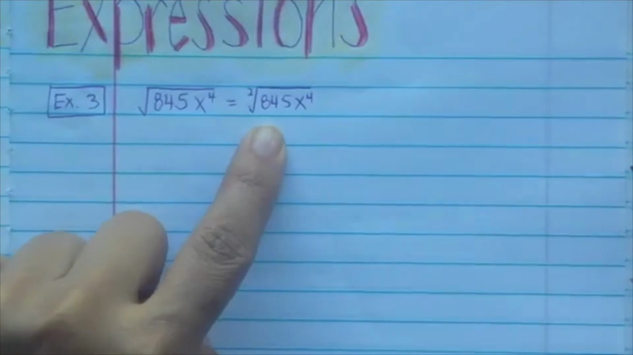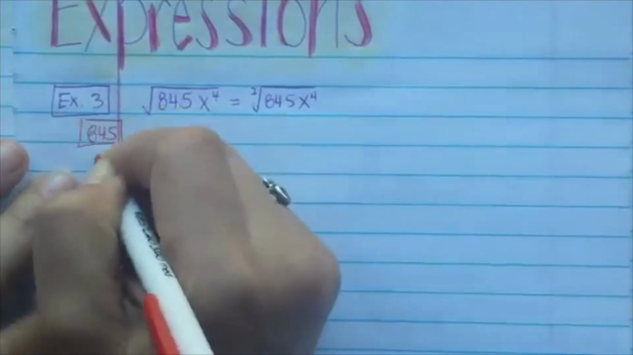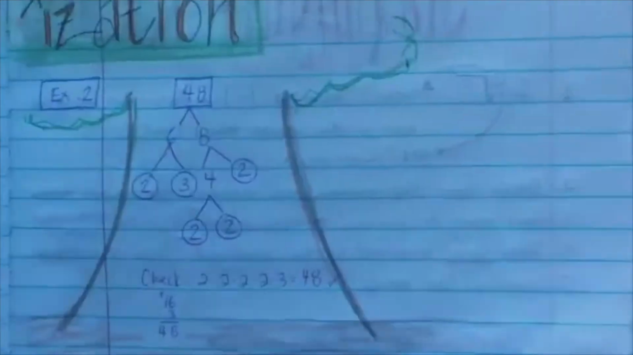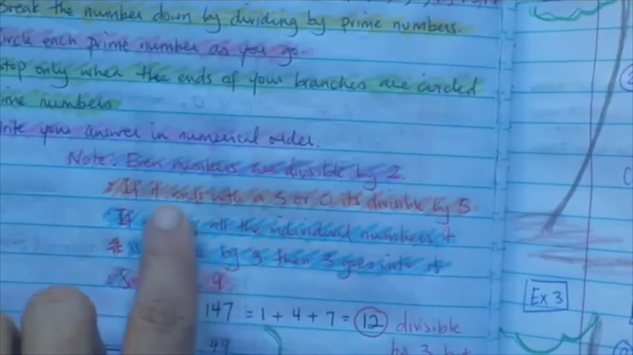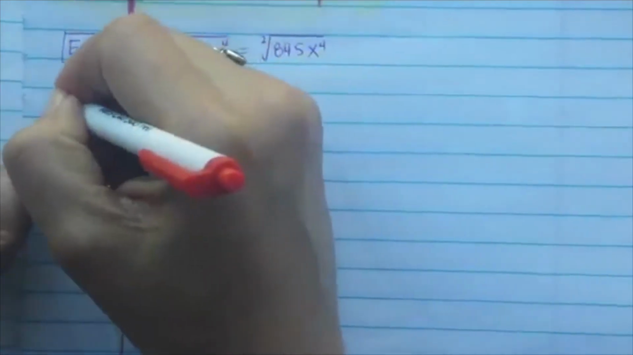Alright, so again, break 845 down. Remember, if it ends with a 5 or a 0, I know 5 goes into it. Just in case, there's the notes for it. So I know 5 times something is 845. So I'm just going to do long division to figure out what that is.